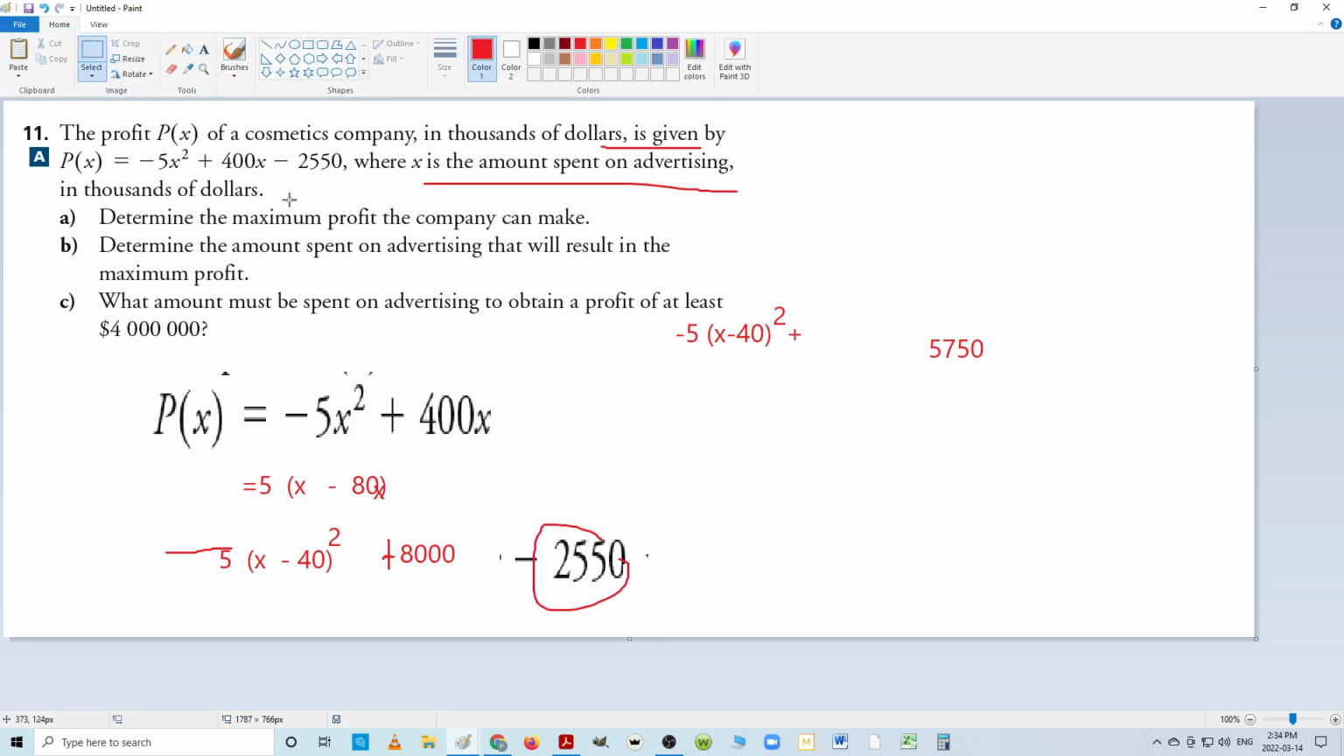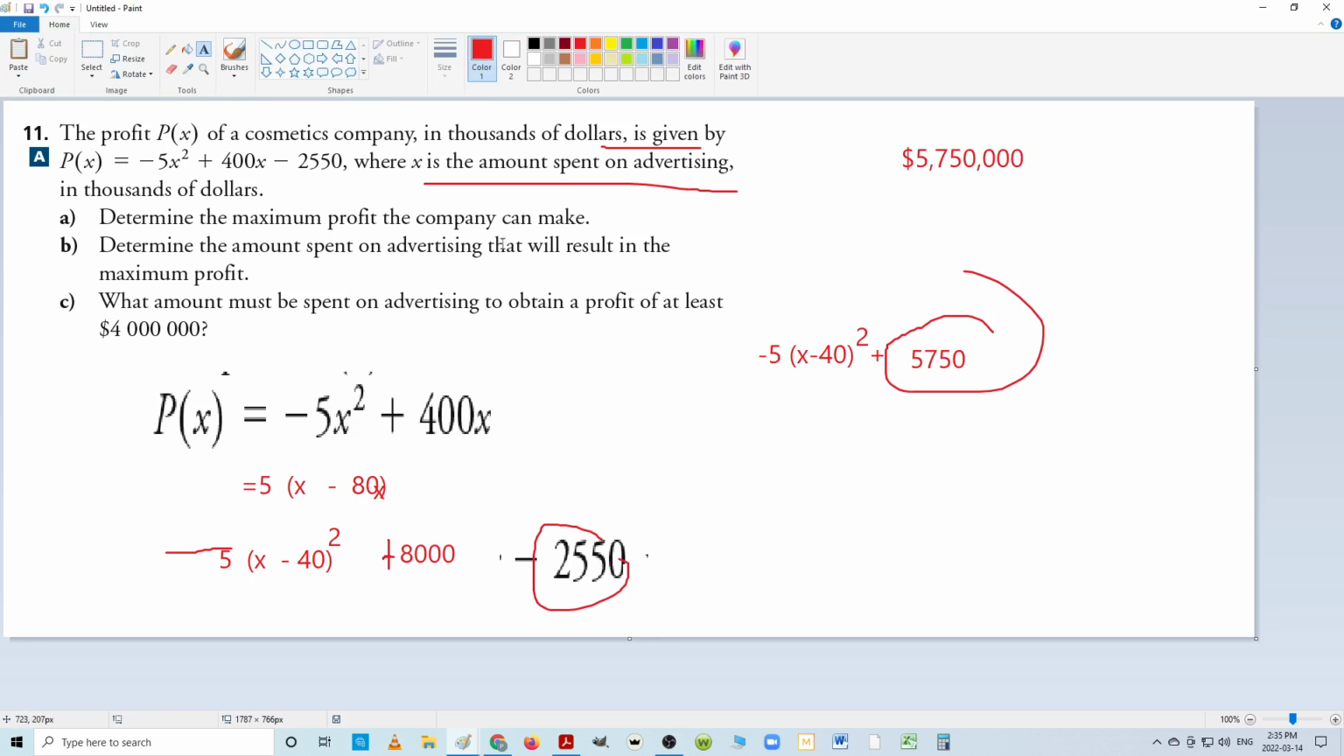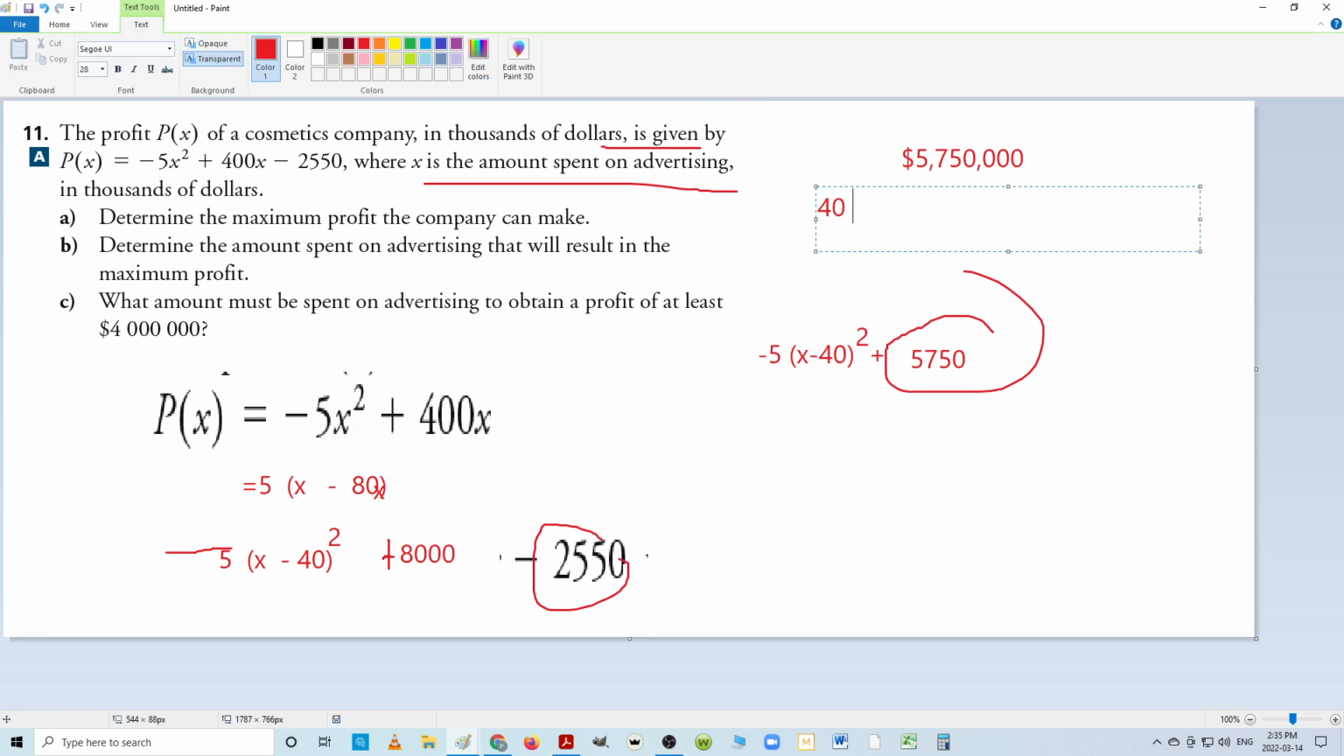And if I'm going to answer the question, I must remember to multiply everything by 1,000. So the first question, determine the maximum profit. So that's going to be the y value of the vertex. And I have to multiply by 1,000. So it's going to be $5,750,000. Determine the amount spent. That's going to be the x value, which is 40, but I have to multiply it by 1,000. So it's going to be $40,000 spent on advertising.